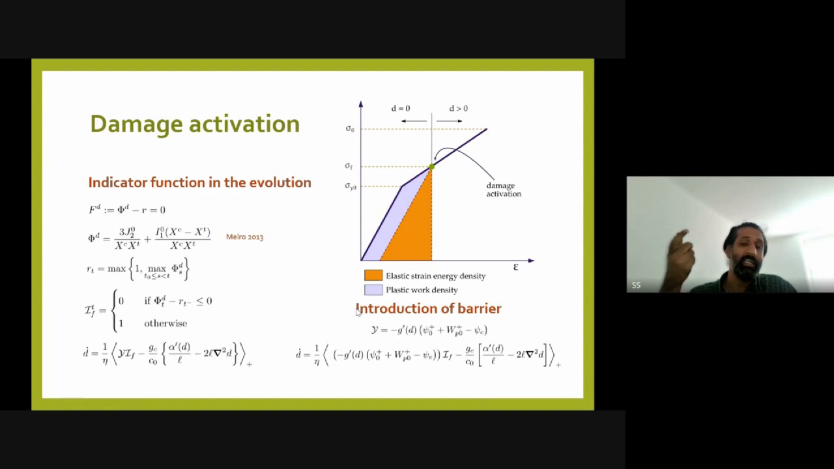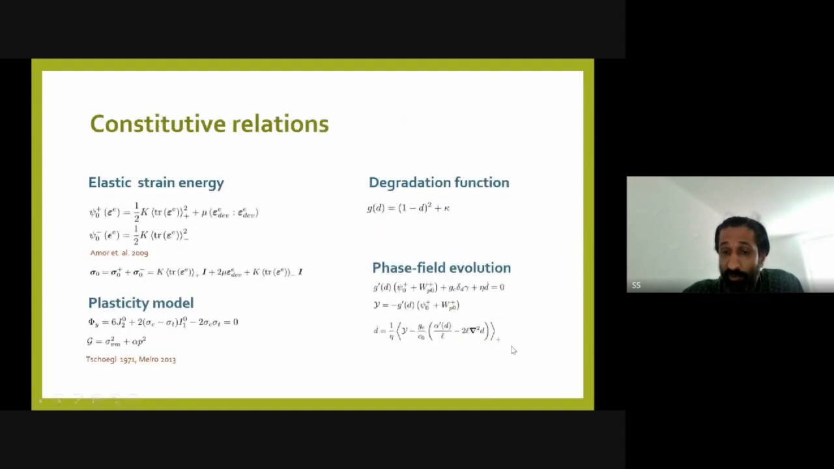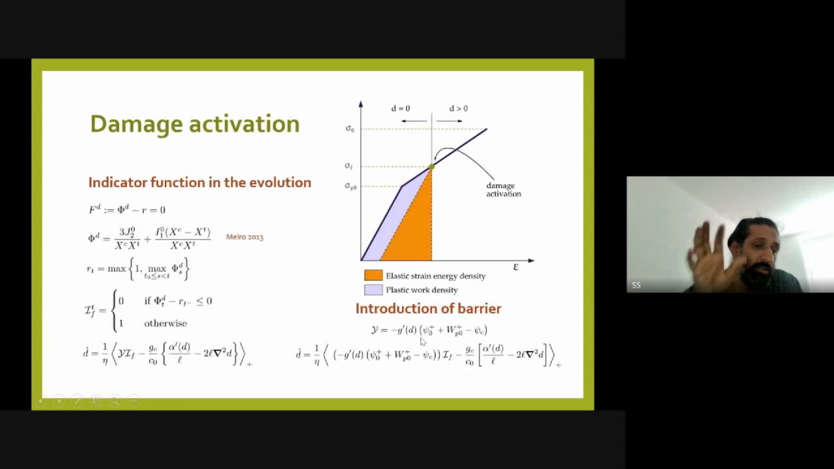To implement this activation function, we have used this indicator function, which is IF. The indicator function is activated as soon as the damage is activated. So we now modify the phase field evolution equation from the previous slide. In the previous slide, we had the driving force, which was Y. Now we have changed it to Y multiplied by IF, which is very simple. We are just simply modifying the driving force, but we have to keep in mind that even if the activation was not fulfilled, the driving force was still there. We were just not activating it.